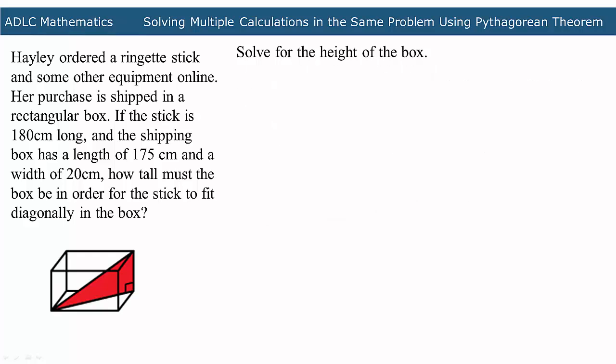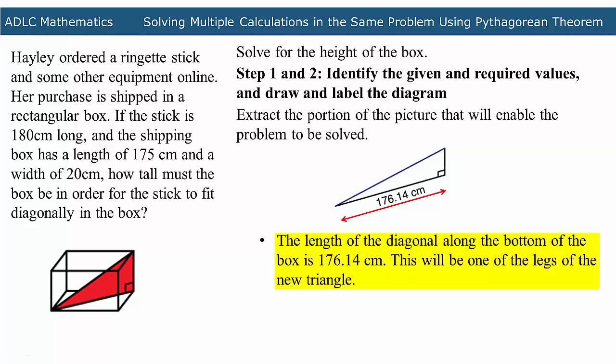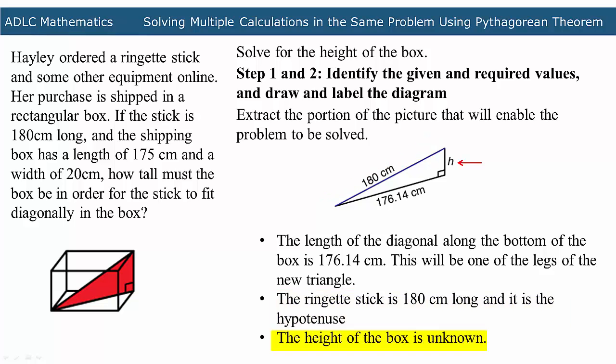Now solve for the height of the box. Identify the given and required values and draw and label the diagram. Extract the portion of the picture that will enable the problem to be solved. The length of the diagonal along the bottom of the box is 176.14 centimeters. This will be one of the legs of the new triangle. The ringette stick is 180 centimeters long and it is the hypotenuse. The height of the box is unknown.